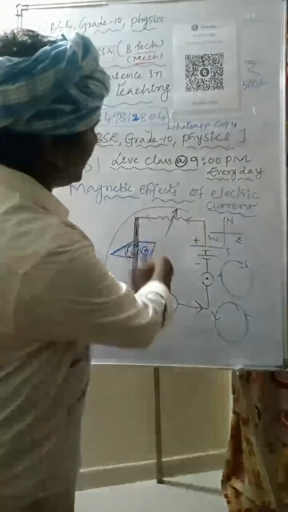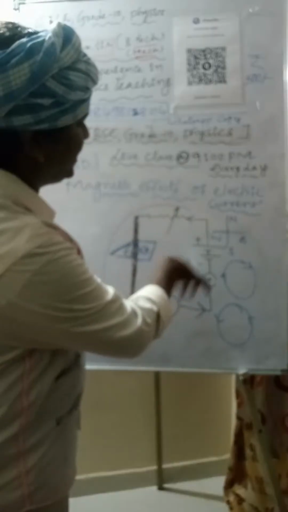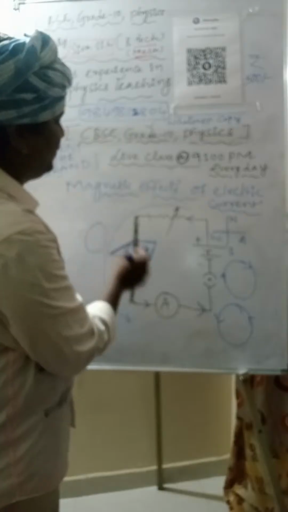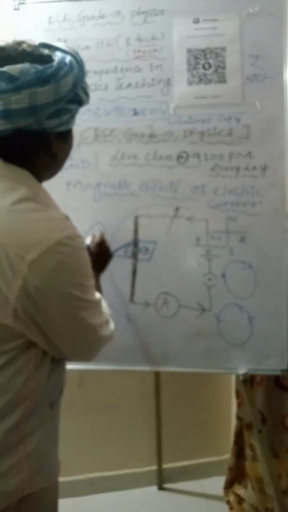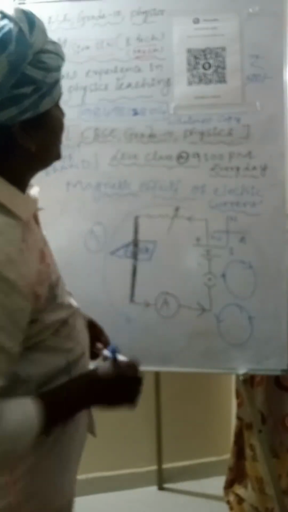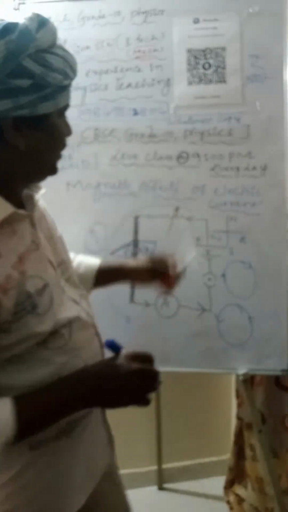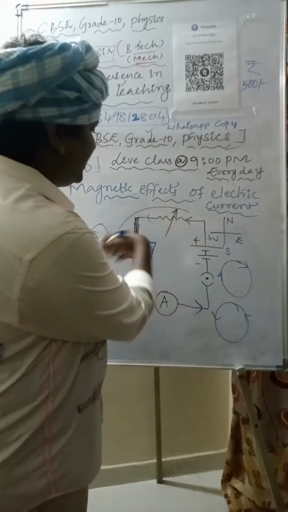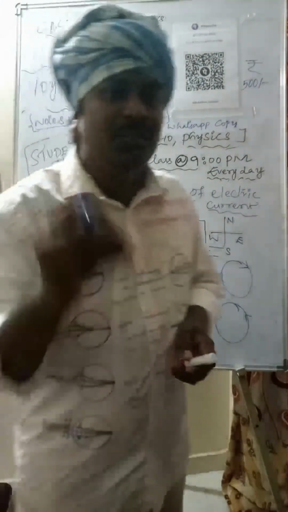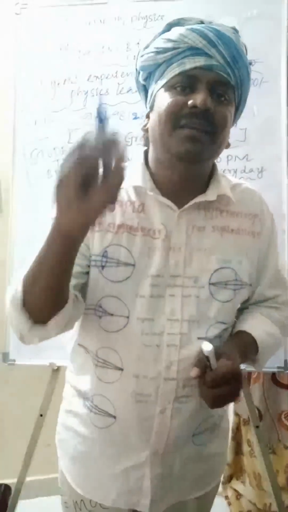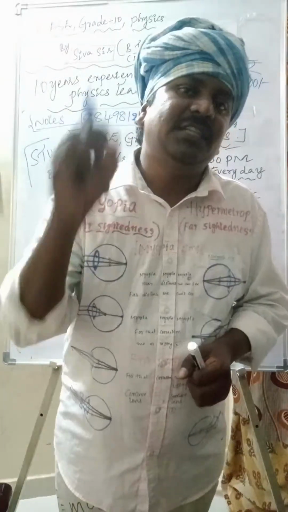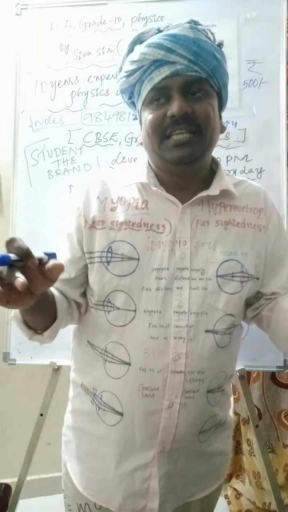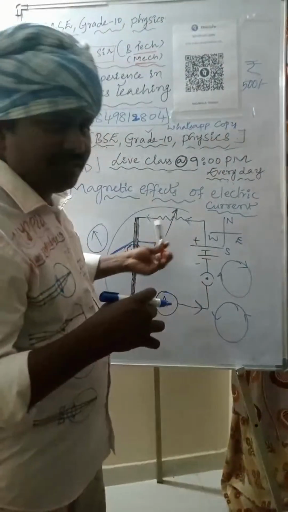If the current is passing along this direction, the deflection in the magnetic field will be towards west. So the magnetic compass shows deflection towards west.